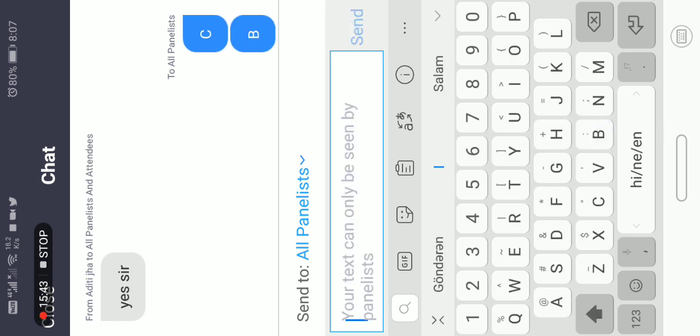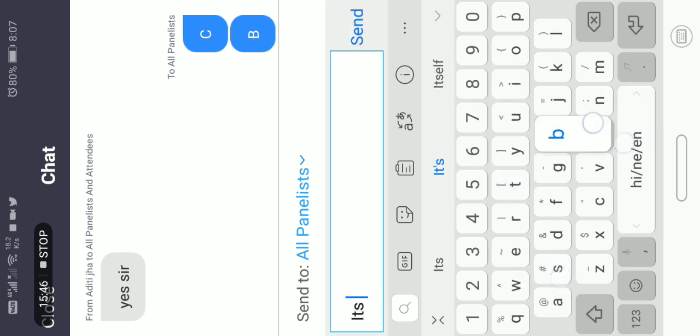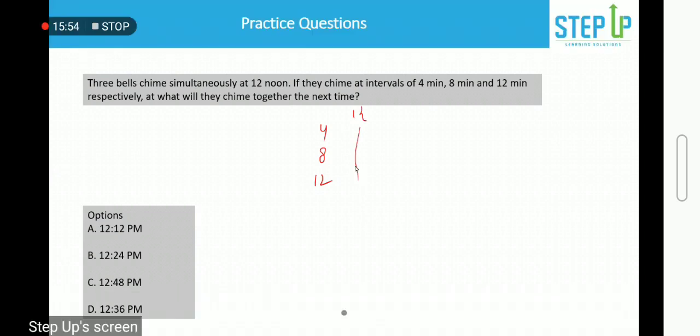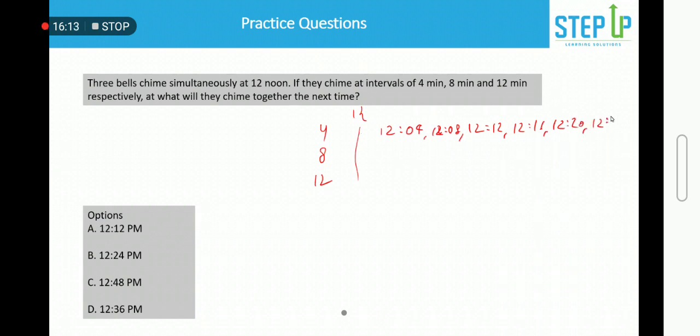So they are saying there are three bells. One rings after every 4 minutes, the other one rings after every 8 minutes, one rings after 12. He said 12 o'clock. You know what happened? All of them rang together. So now imagine the bell which chimes after every 4 minutes. At 12 it rang. Next time it will ring at 12:04, then 12:08, then 12:12, then 12:16, then 12:20, then 12:24, then 12:28, and so on. Correct?